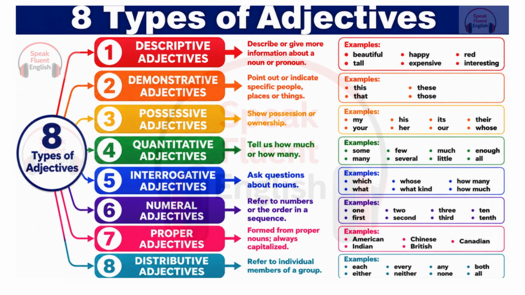Beautiful. She is a beautiful girl. This is a beautiful flower. Happy. I am happy today. She looks happy. Red. I have a red car. The apple is red. Tall. He is a tall boy. That building is very tall.